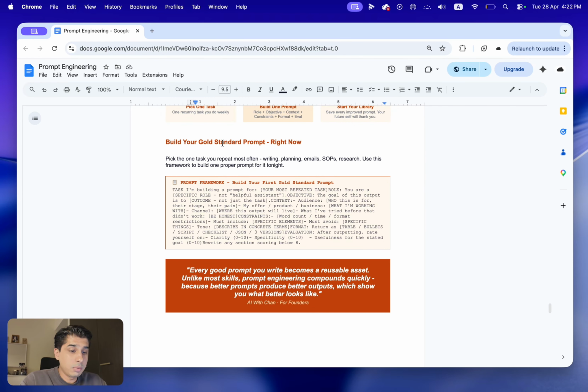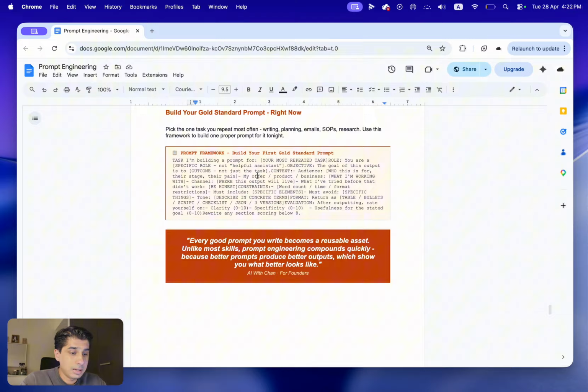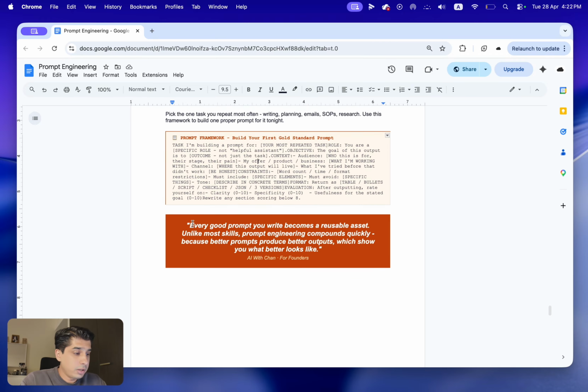Now, you can build your own gold standard prompt right now. Pick one of the tasks you repeat most often, be it writing, planning, emails, SOPs, research, and use this framework to build one proper prompt for it tonight. Again, it's a copy paste one. Just make sure you read it and fill in the blanks where necessary. Now, every good prompt you write becomes a reusable asset. Unlike most skills, prompt engineering compounds quickly because better prompts produce better outputs, which show you what better looks like.